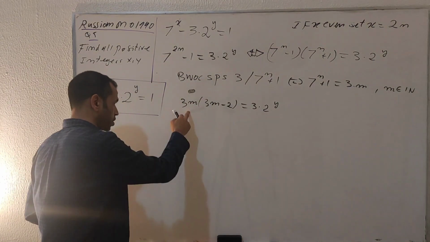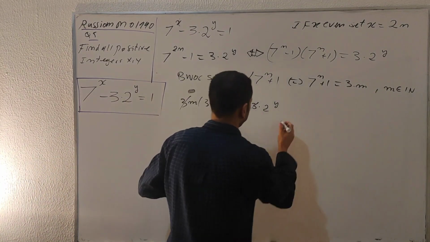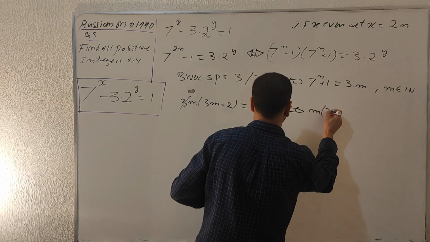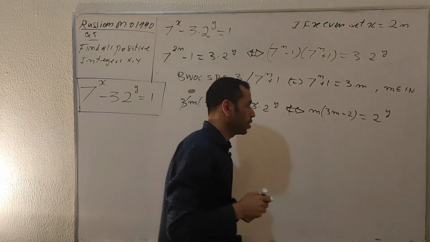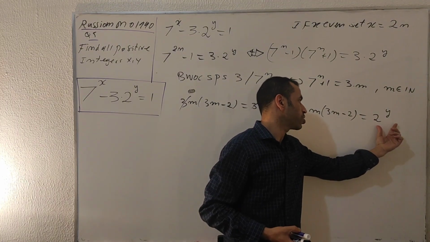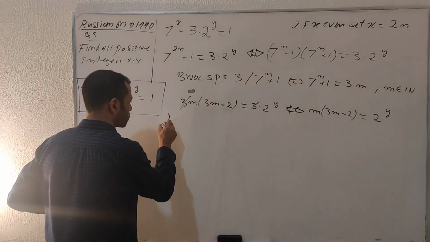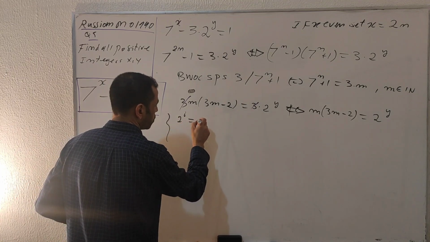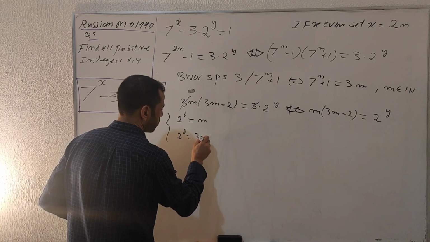I'm going to cancel out the number 3 from the left and the right. I will be left with m multiplied by 3m minus 2 equals 2 to the y. Now the equation becomes easier to solve. The right hand side is a power of 2, which means the left hand side must be a power of 2 as well. So I will have 2 to the i equals m, and 2 to the j equals 3m minus 2.